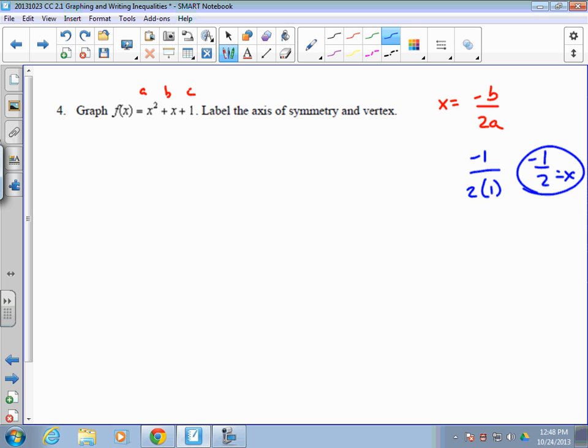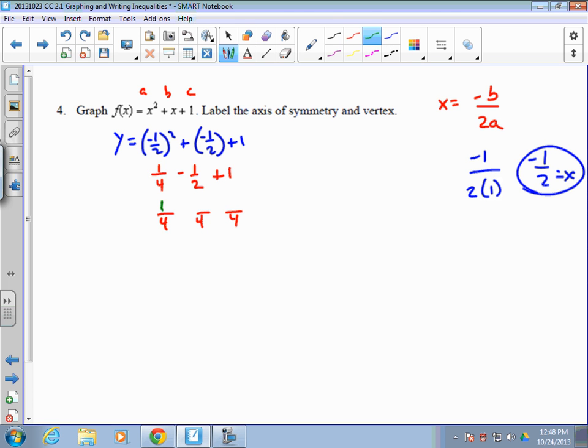Once you have that x value, plug it back in order to find y. Remember, f of x is y. Equals, now we have negative 1 over 2 squared plus 1 over negative 1 over 2 plus 1. So negative 1 half squared will be 1 over 4 minus 1 over 2 plus 1. So the bottom of all of them are going to be 4 if you want to have all of your denominators match.